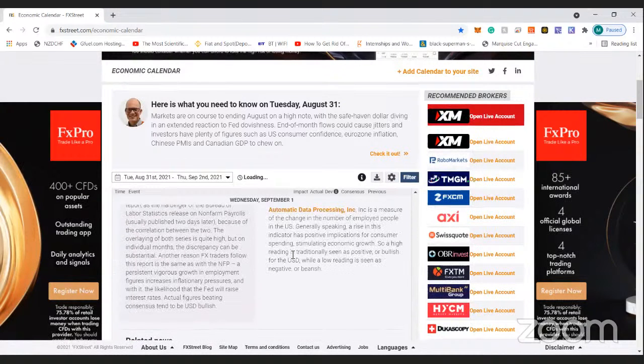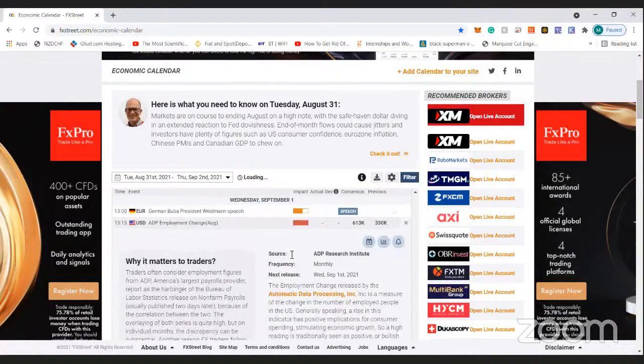Now the ADP themselves are the largest, and they have basically the most amount of data to work with. But you can use the ADP to have a good picture as to what's going on. So the ADP, America's largest payrolls provider, okay, reports as a harbinger of the Bureau of Labor Statistics release of NFPs, usually published 2 days later. Exactly.